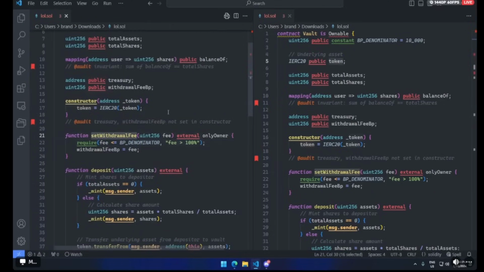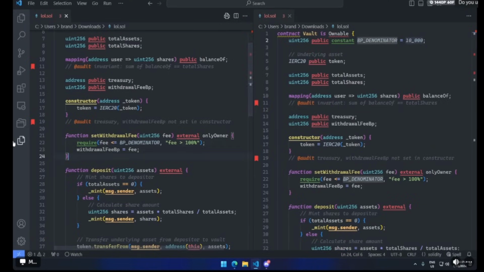So this is a very boring function. It just sets the fee and it checks against the BP denominator, which is 10,000. So there's nothing much to explain here. You just know that 10,000 is 100%. And you check that this error is correct, because sometimes it's not.